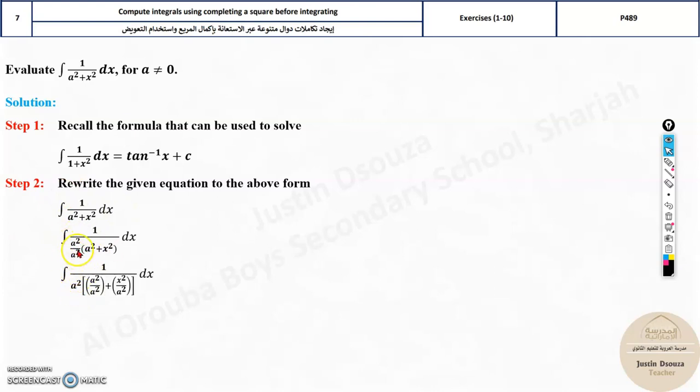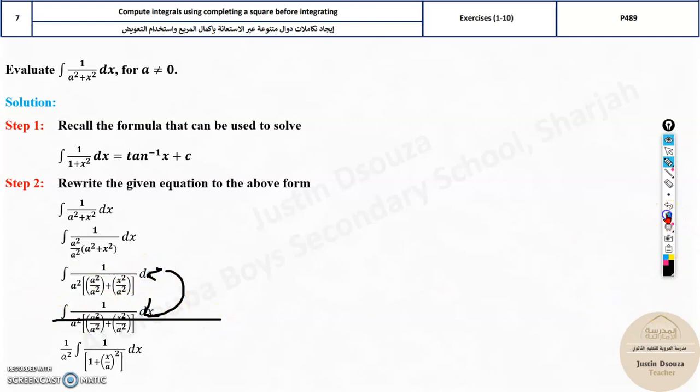Now, this is important. You will just multiply the denominator. Why? Because this gets 1, isn't it? Whereas this remains, and all you're doing is multiplying just the denominator. Now, all you need to do is cancel this out. A square becomes 1, and this, take it out, it's in the denominator, so it'll be 1 by a square, integral 1 by 1 plus x by a the whole square dx. I just realized I've just repeated the same step. Sorry, there's nothing new in this. You do not need to write that.